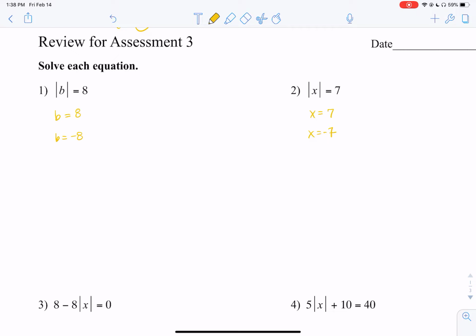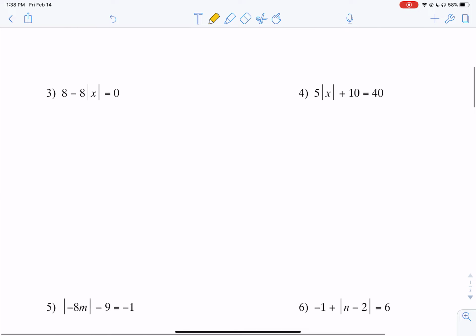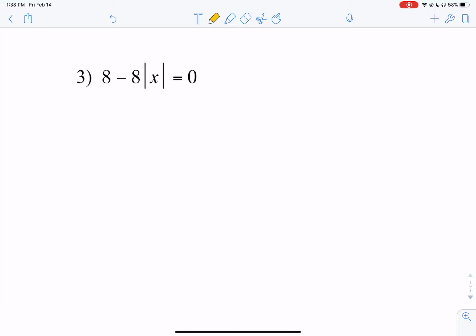Now, as a multiple choice question, you'll see that the correct answer choice will be in this format. So you have that. Now for number 3, in order to get the solution, what you have to do first is solve this equation by subtracting the 8 from both sides, and negative 8 times the absolute value of x is going to equal negative 8. You then have to divide by negative 8. This cancels out, and the absolute value of x is going to equal positive 1.